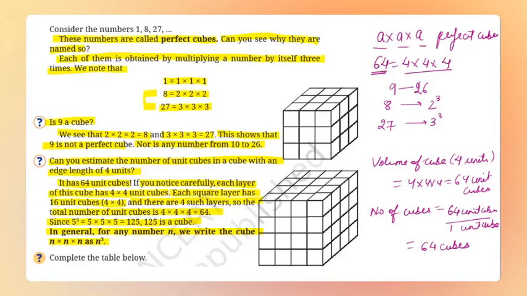Also, if you carefully observe, can you see that the first layer consists of 16 cubes: 1, 2, 3, 4, then 5, 6, 7, 8, then 9, 10, 11, 12, 13, 14, 15, 16. And there are 4 such layers. So each layer consists of 16 unit cubes, and there are 4 layers of such unit cubes. So overall there are 64 cubes in this cube, which has a dimension of 4 units.